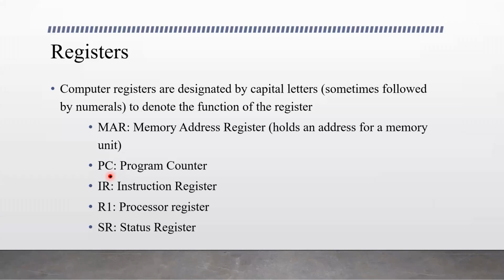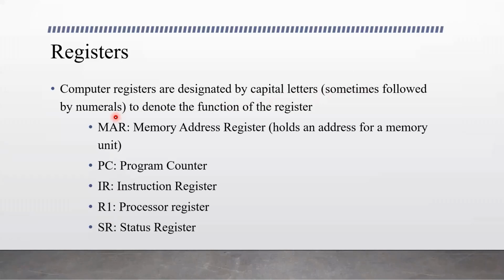When a particular instruction is being executed, the program counter points to the next instruction that is to be executed. The next one is the instruction register, which holds the current instruction that is being executed. Registers can also be numbered. The symbols used to denote registers can be capital letters sometimes followed by numerals, when there are many registers that need to be numbered, like R1, R2. There are general purpose registers in the processors.